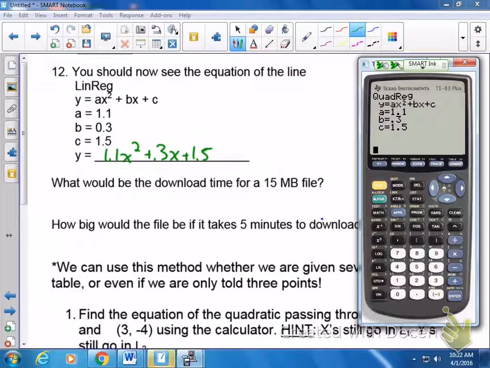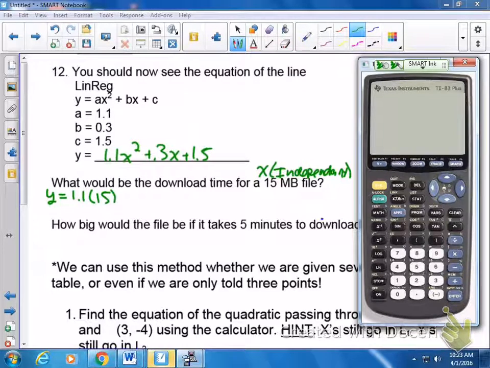The first one says, what would be the download time for a 15 megabyte file? Well, if you look back at my table, my megabytes were my x values. So this is an x value, or an independent value. So all I have to do is plug that in for x and solve for y. So I have y equals 1.1 times 15 squared plus 0.3 times 15 plus 1.5. Now you need to put that in your calculator exactly how it's written, parentheses and all. Then you have your answer.